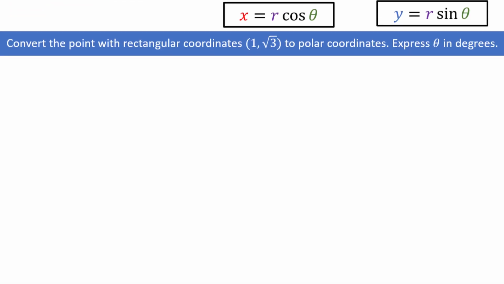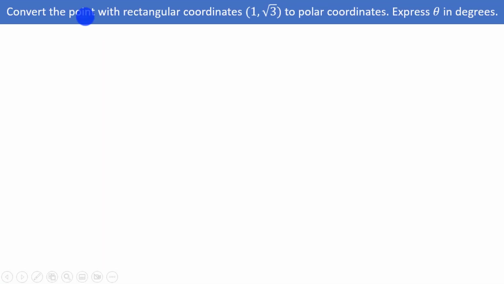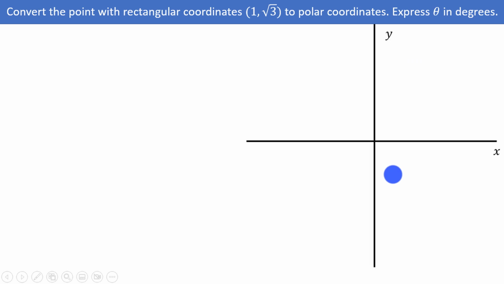Let's try some problems. We are asked to convert the point with rectangular coordinates 1, square root 3 to polar coordinates. We would like to express the angle theta in degrees. So although not strictly necessary, it may be useful to sometimes plot the initial point onto the graph. The point 1, square root 3 in rectangular coordinates means go out 1 unit to the right and then go up square root 3 units. That would put us somewhere over here in the first quadrant.